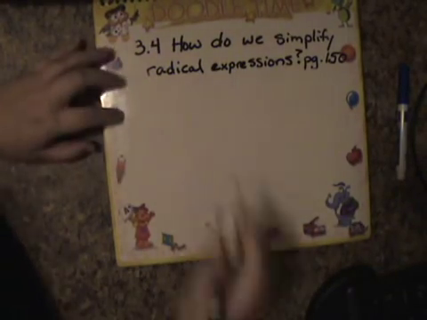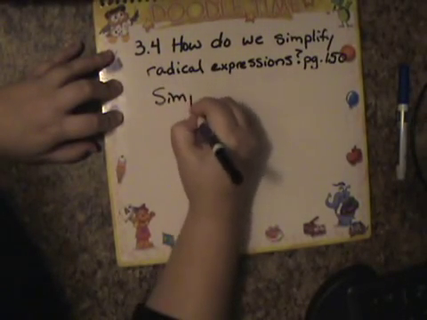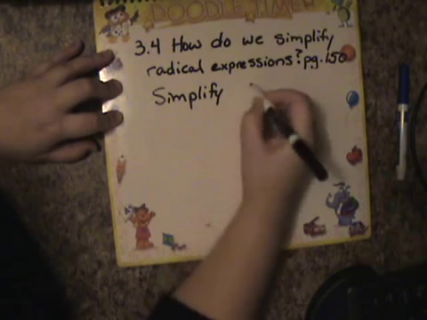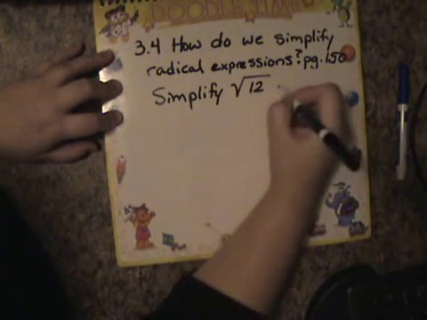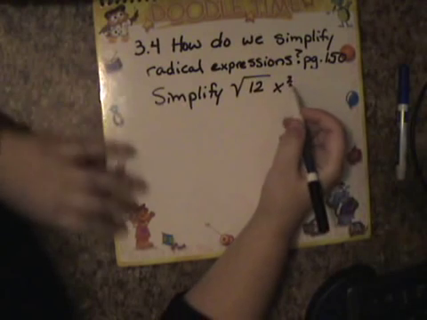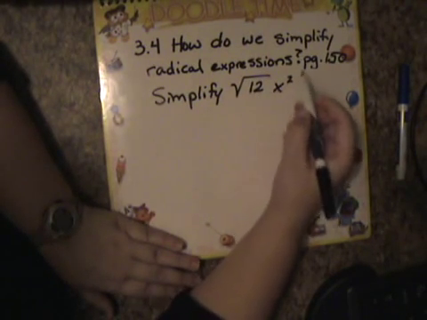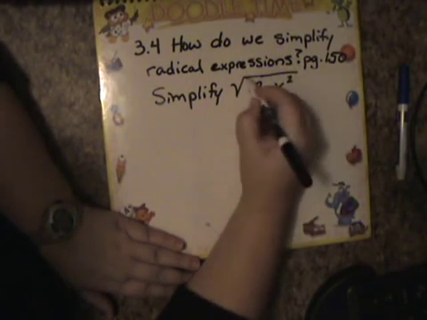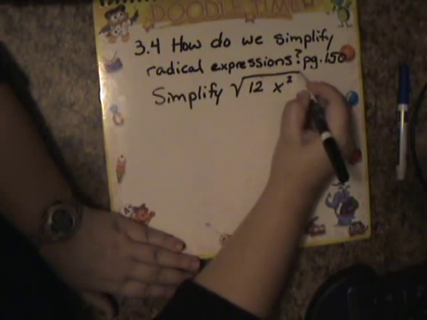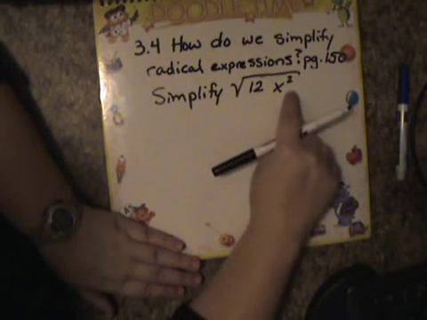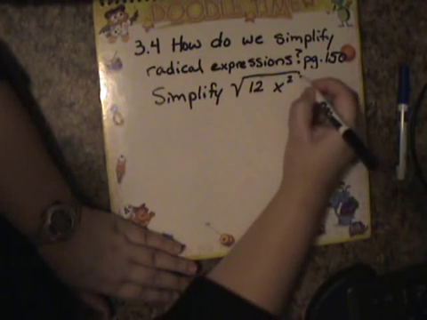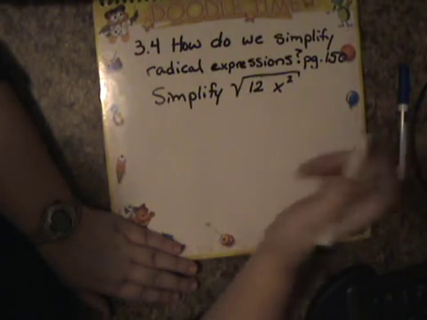Okay. We have: simplify the square root of 12 x squared. One thing that I do, you see how this x squared is hanging out, is I like to draw my radical and then a little notch so that I know where it ends, and I don't get it mixed up if there are any other things in the equation.